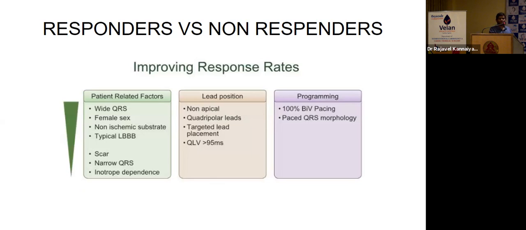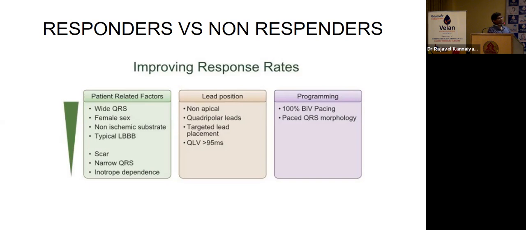Not all heart failure patients with LBB and wide QRS will respond. 30% of CRT candidates are non-responders. We have to selectively choose the patients. The wider the QRS, the more the benefit. Female sex, more benefit. If it is a non-ischemic substrate, more benefit. If it is typical LBB, they are the candidates for CRT. Narrow QRS, inotropic dependence, and scar, they are not going to benefit from CRT.